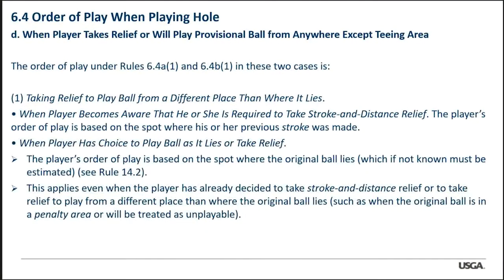When a player has a choice to play the ball as it lies or take relief, the player's order of play is based on the spot where the original ball lies. Same example. Doug once again hits a 30-yard shorter tee shot than me, and he hits the second shot into the red penalty area in front of the green. And he looks at his options and says, I'm going to come back and play from where I last played from, which is one of his options.